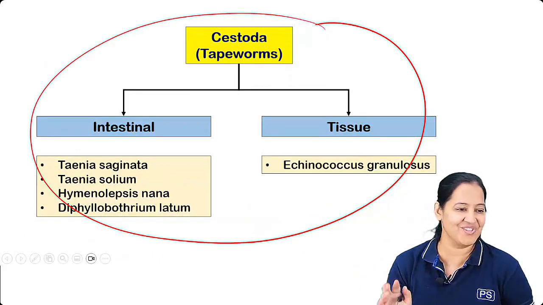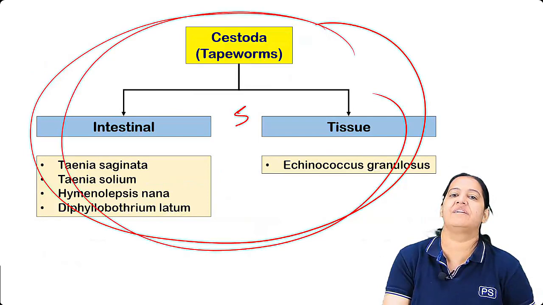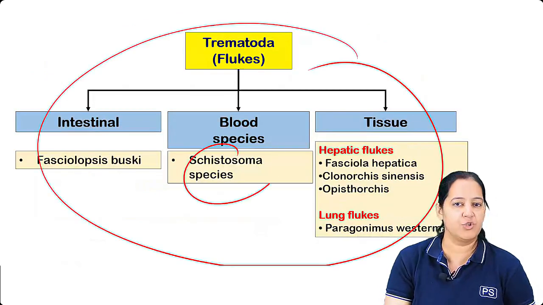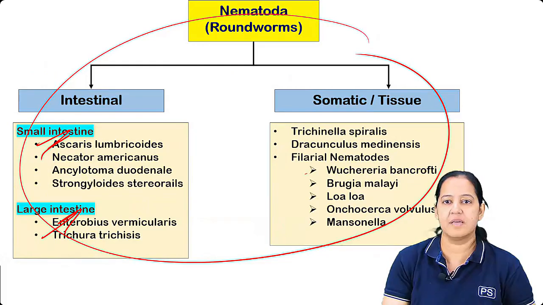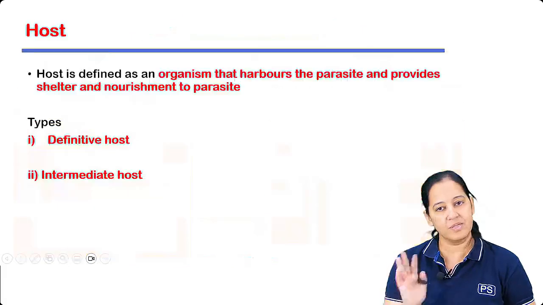You got the orientation? So these are the five cestodes I will teach you. There are many trematodes, but I will teach you only one. And there are many nematodes. I will teach you the three ultra important ones. This, this, and this. So this is the way we will carry out.